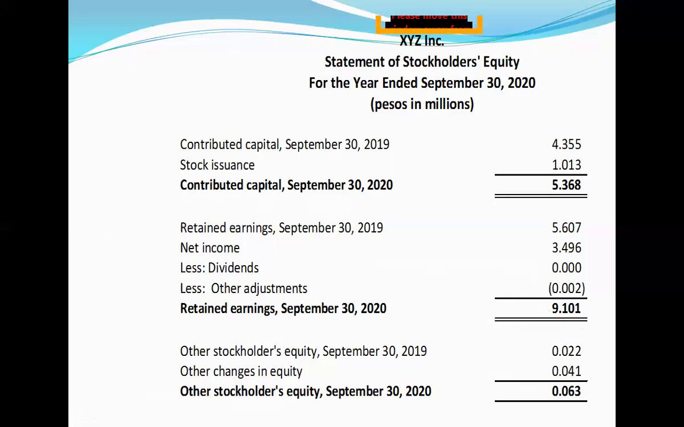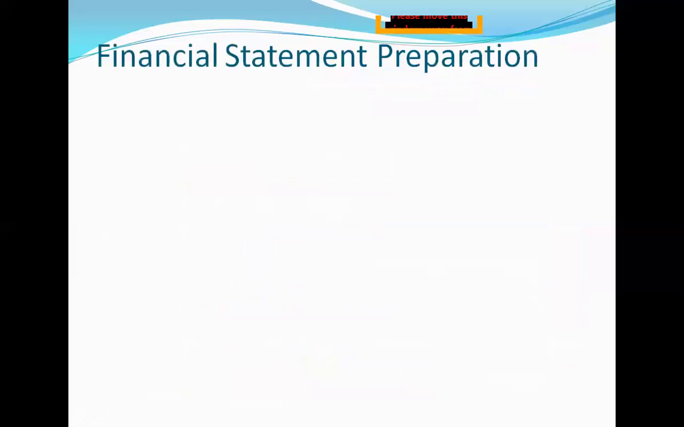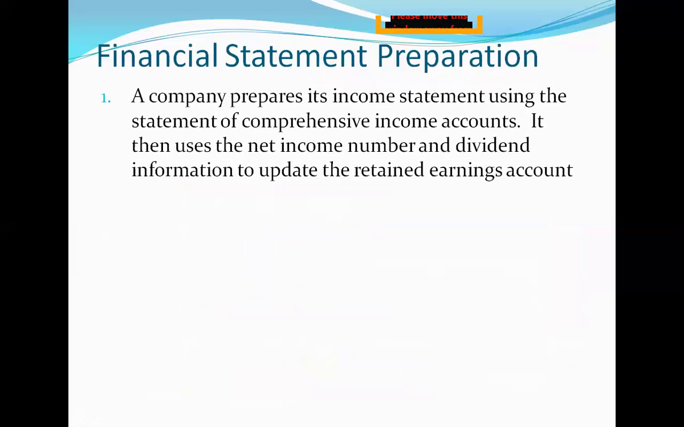So there is an order to financial statement preparation. Now, how do we prepare financial statements? First, a company prepares its income statement using the statement of comprehensive income accounts. So you make the income statement first. Now, what are the comprehensive income accounts? Those are the revenues and expenses.